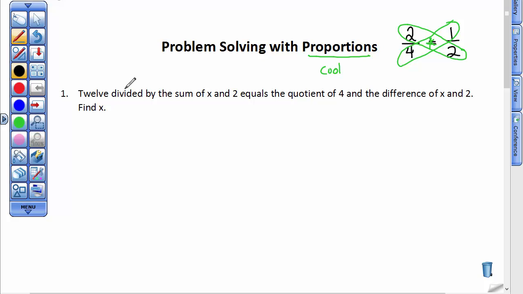The number 12 divided by the sum of x and 2. So this is where we put our plus sign between the x and 2, because the sum means to add. Divided by the sum of x and 2 equals, so that's my equal sign now, the quotient, which means another division problem. The quotient of 4, and so the quotient, this is where the divide by symbol goes, the difference of x and 2. The difference of x and 2 is written like this. You do not write it backwards. When it says the difference of something, it's the first one, take away the second one.